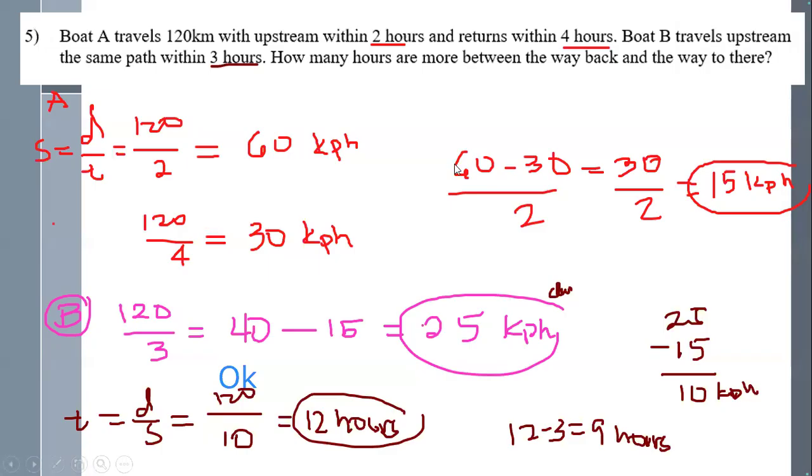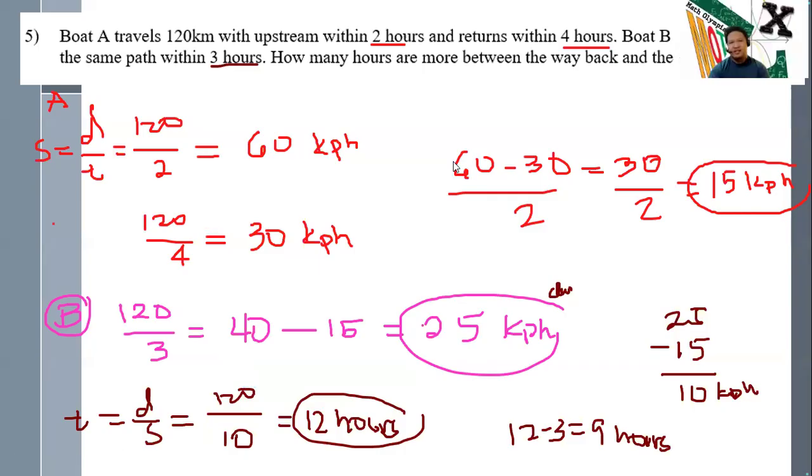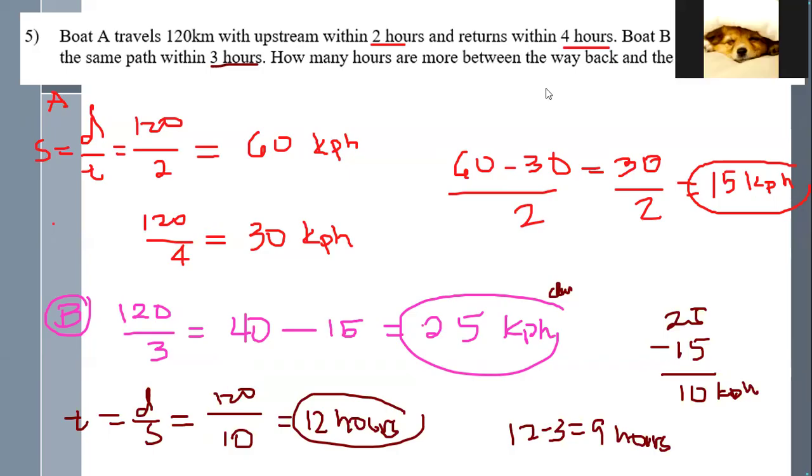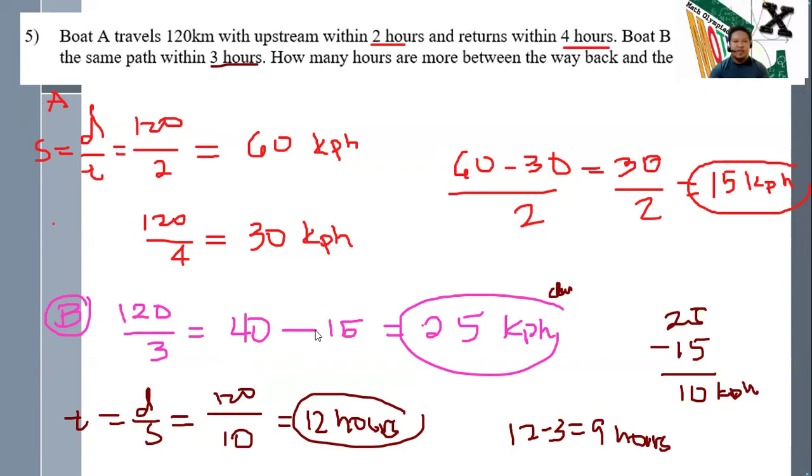Mister, for the part B1, I don't really understand still. Which part exactly, Kaden? Why is it 40 minus 15?